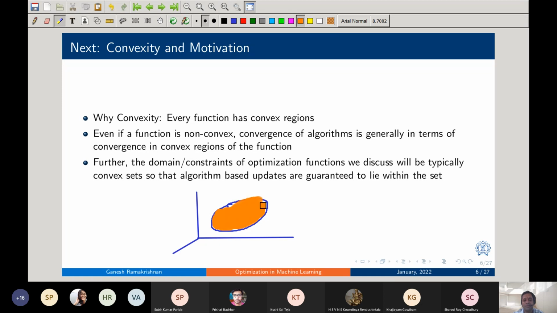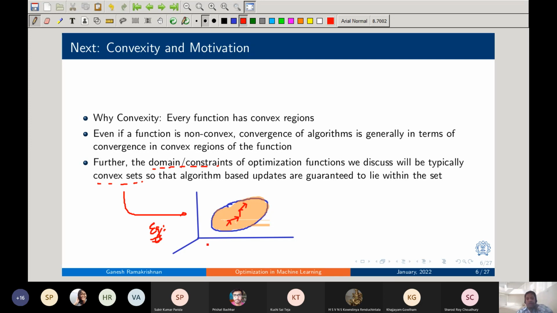Sometimes the space results from constraints. So my update has gone, let's say, from here to here. How do I guarantee that my updates are within the set? That is possible when the set is convex. So this second point is about convex sets or convex domains. This is a convex set.